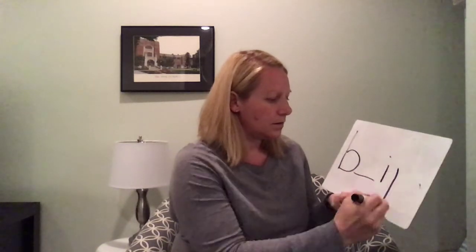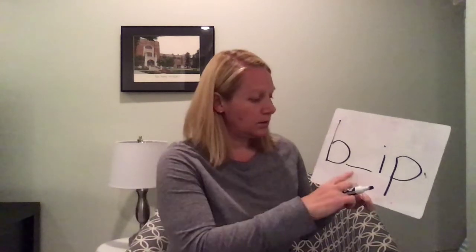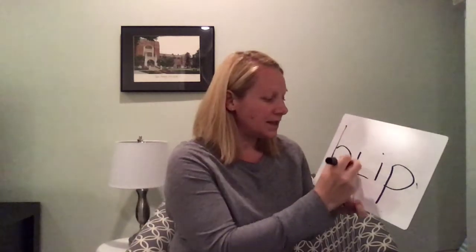Here's our next one. Your word is the word brip. Brip. What sound is missing? What letter makes that sound? Write it or say it. Brip. B-r. R is the sound. R makes that sound. Brip.